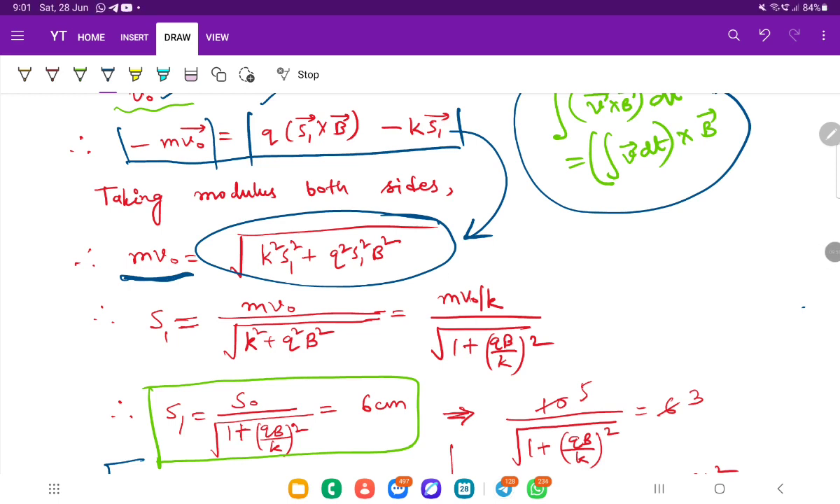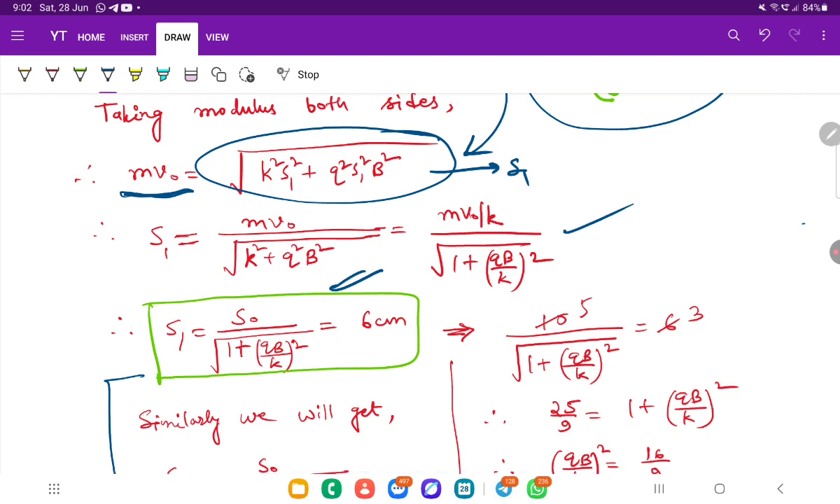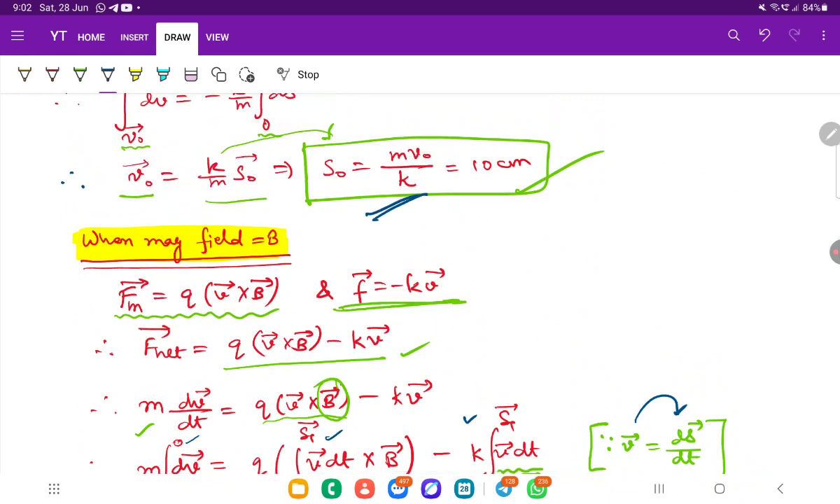If you take S1 square common, outside the square root there will be one S1. So S1 will be mv0, and the rest of the terms you put on the side of mv0. You will get S1 as mv0 upon root under k square plus q square B square. Just divide the numerator and denominator by k. You will get mv0 upon k over root of 1 plus (qB upon k) whole square, and mv0 upon k was our S0, right?